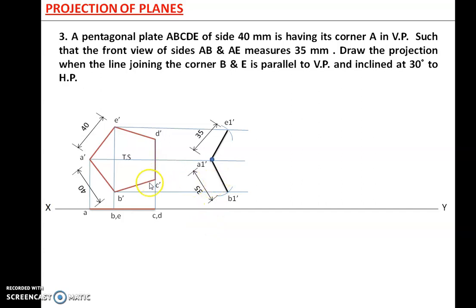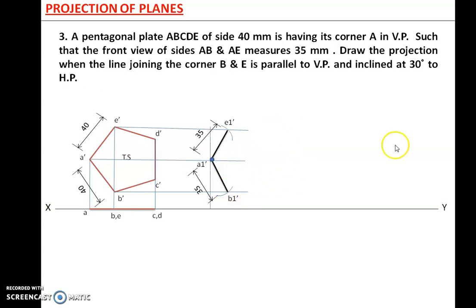Now we want to find C and D, that is C1 dash, D1 dash. But we don't know what will be B1C1, C1D1, and D1E1. Don't assume that they will also be 35. Only two sides are mentioned, so take only two of 35 mm. The rest three we will find out by construction.